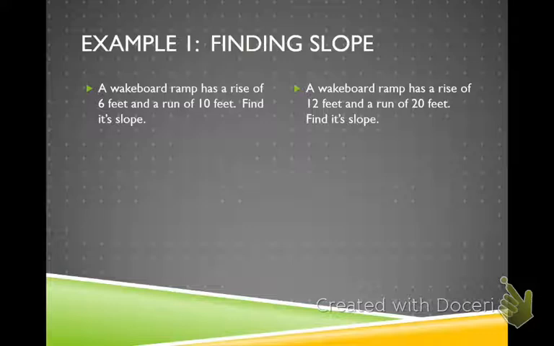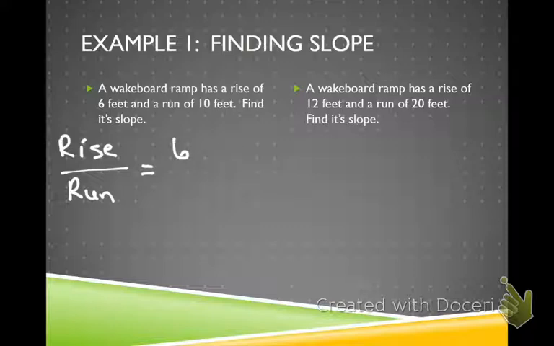Find the slope. Well, we know that slope is rise over run. That's something that you need to memorize. Rise over run is slope. So the rise, it clearly tells me, is 6, and the run is 10. And then I just need to make sure that I reduce that fraction. And 3/5 would be my slope.